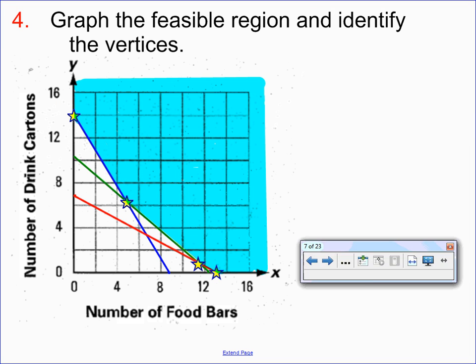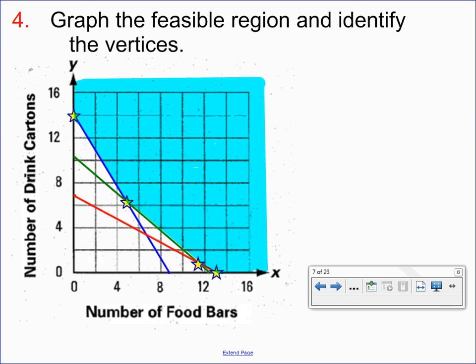Next, we went ahead and graphed our constraints on the same XY axis. And so if our x-axis is the food bars, and y-axis is the drink cartons, graphing our grams fat, our grams carbohydrate, and our grams protein results in the feasible region that is now greater than each of those boundary lines. And so this was a case where my feasible region lay above those boundary lines.